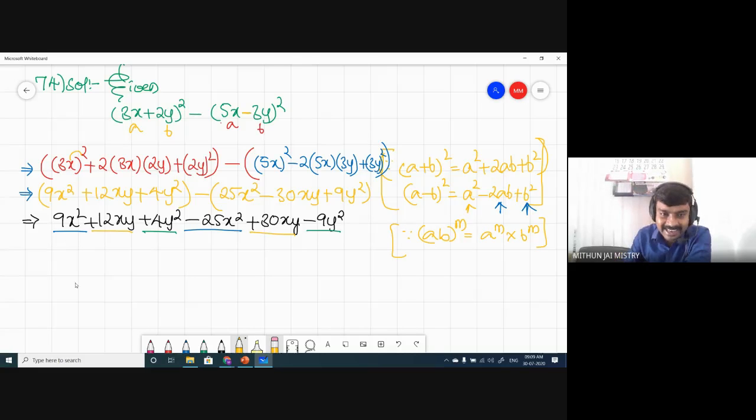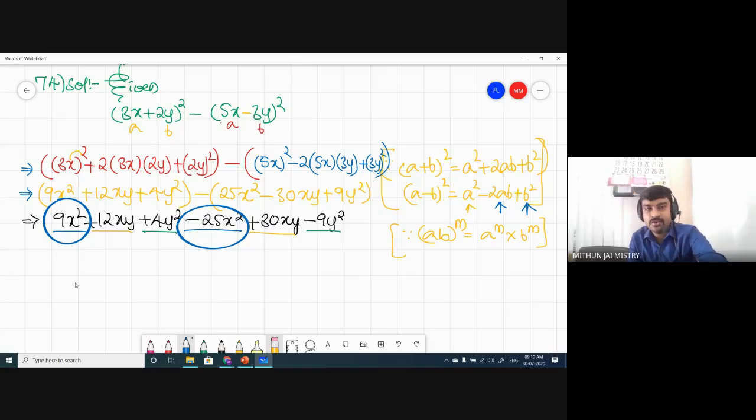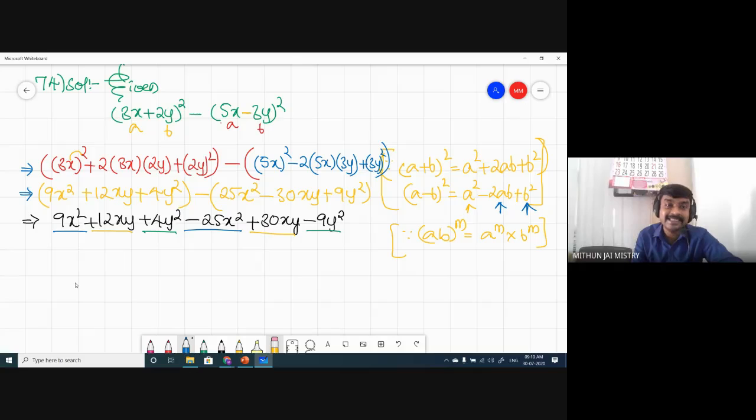Now, these colored underlined terms will be done first. Plus 9x square minus 25x square, they are like terms. So 9 minus 25, that is the thing. What is 9 minus 25? Children, 9 minus 25 is minus 16. It is minus 16x square. So these two blue underlined terms are like terms, and 9x square minus 25x square becomes minus 16x square.